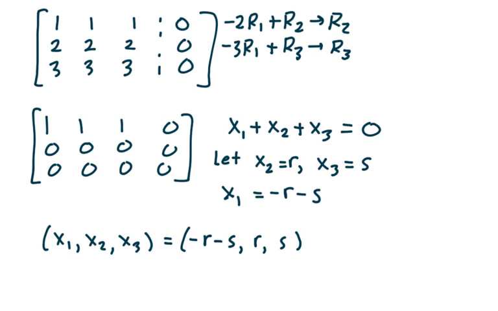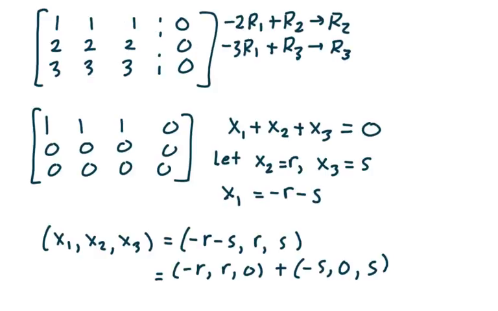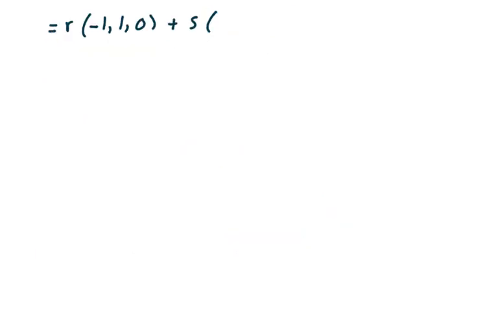Now, we could also write this as (-r, r, 0) plus (-s, 0, s). Now, this is r times (-1, 1, 0) plus s times (-1, 0, 1).